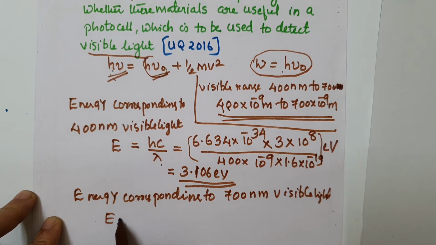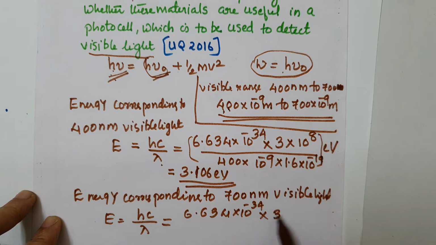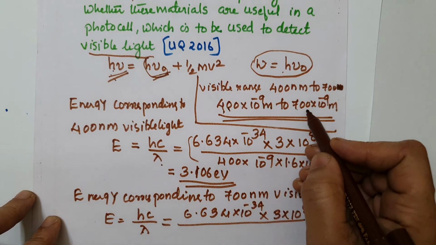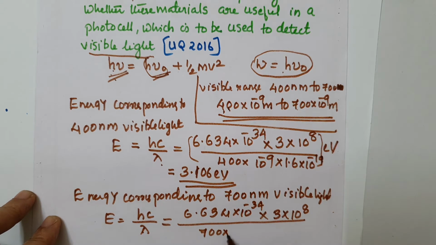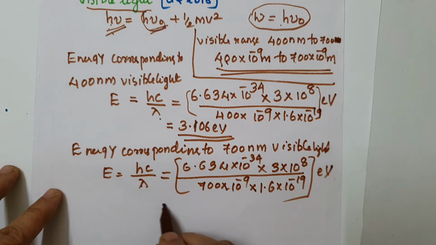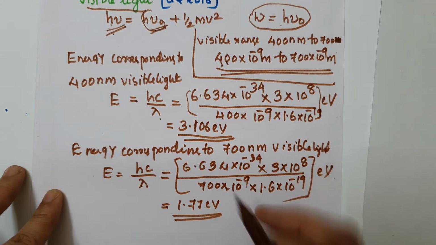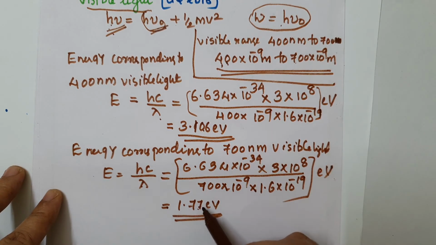E is equal to hc by lambda, that is 6.634 into 10⁻³⁴ into c, which is 3 into 10⁸, divided by lambda, 700 into 10⁻⁹, and converting to electron volt. This is the energy in electron volt, and it gives a value of 1.77 eV. So the energies are 3.106 and 1.77 eV.